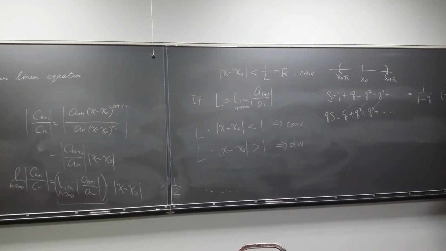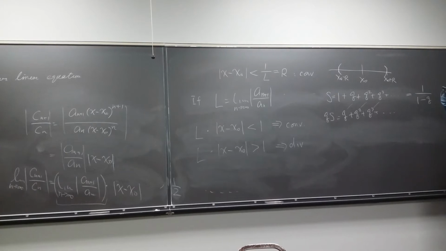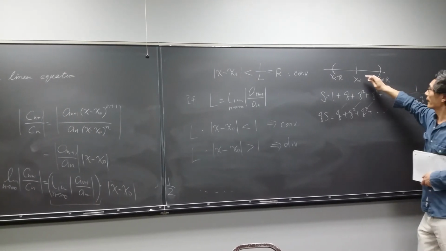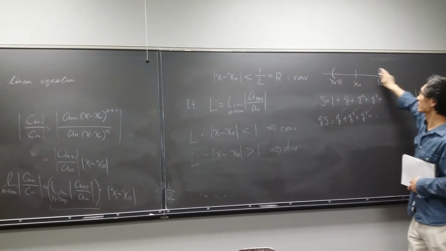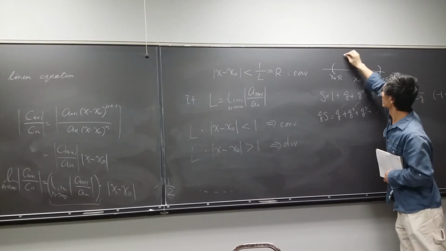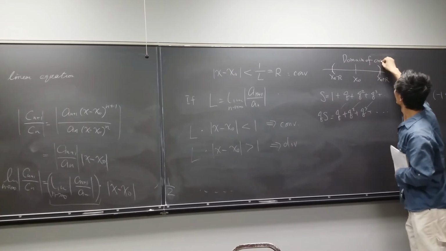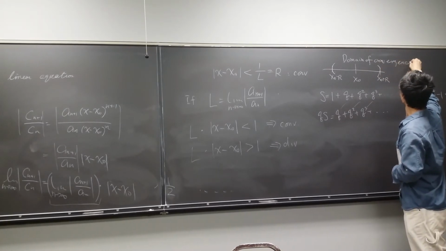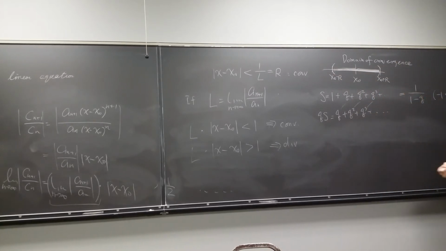And actually it's called a radius because this can be extended to the complex plane. So it's like an actual circle there. But here it's an actual interval. So when x is in this interval, it's convergent. When x is outside this interval, it's divergent. So this is called the domain of convergence. Okay, this interval. And outside that is divergent.